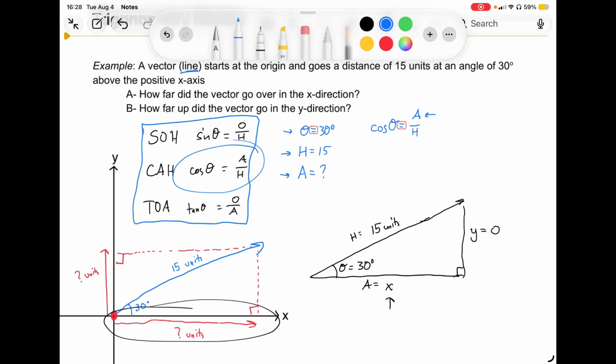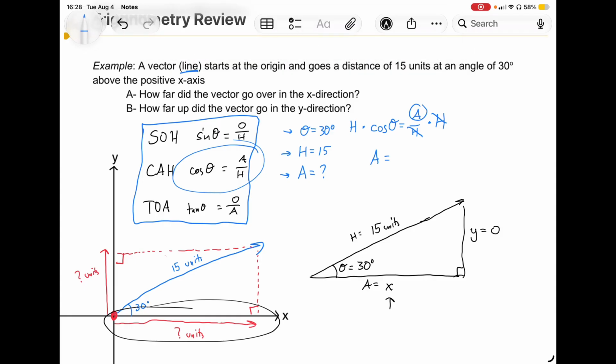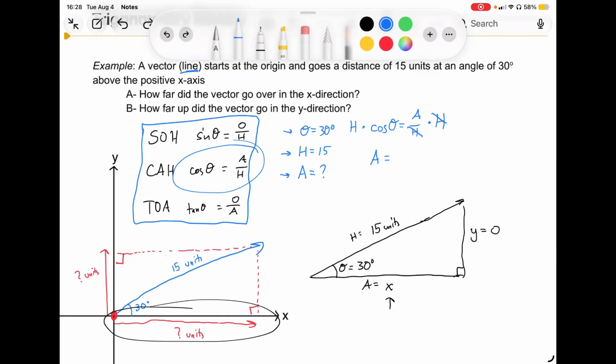Now, adjacent is what we want to find. So in order to get adjacent by itself, we'll multiply each side by the hypotenuse. If we do that on the right side, hypotenuse in the numerator cancels out with hypotenuse in the denominator. And then whatever we do on the right side, we're going to do on the left side. So I'm going to rewrite this starting with adjacent. That was all that was left on the right side, but now I'm going to write it on the left side. And then that's going to equal what was left on the left side, which was H times cosine of theta. So now all we got to do is plug in numbers here.